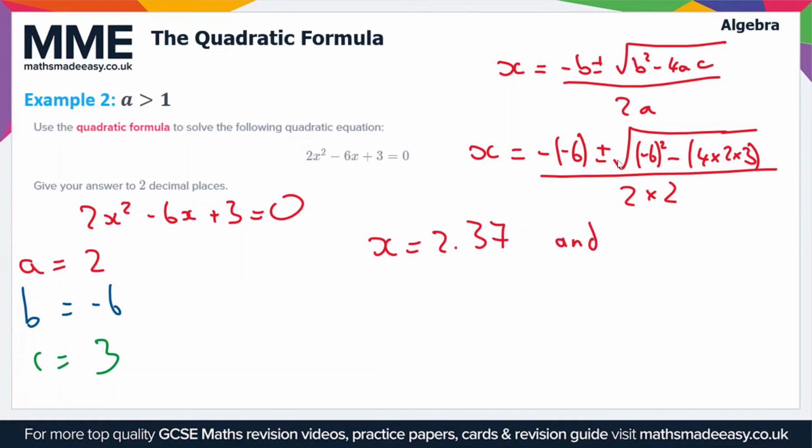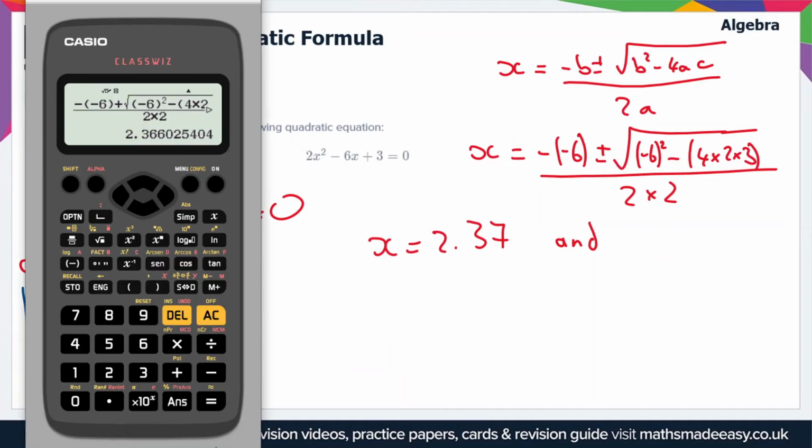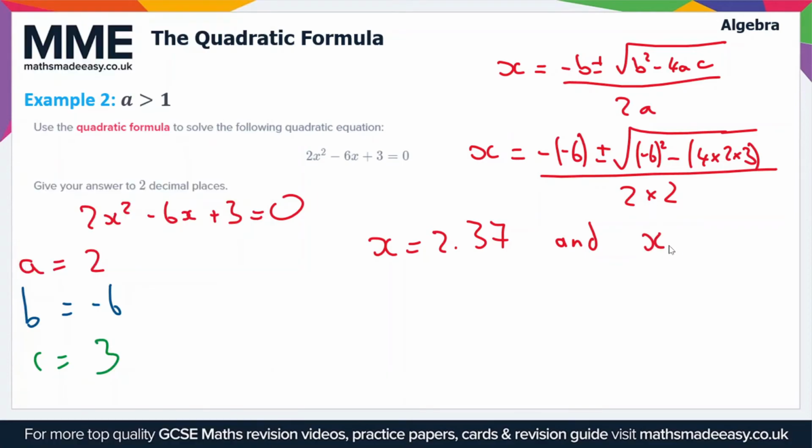Our second solution we'll get from changing the plus to a minus. So if we just delete the plus sign, change that to a minus sign, we get 3 minus root 3, which is equal to 0.6339745, and so on. But we need 2 decimal places, so this rounds to 0.63. So x equals 0.63. So these are our two solutions. As usual, you will get 2 solutions because of this plus or minus symbol.